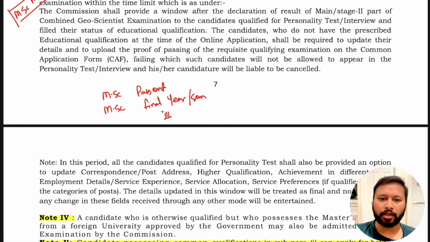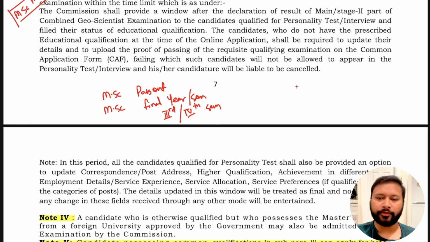Even if you are in your third semester right now, because this is September, you are going to have your next semester from January onwards. So you will be able to qualify the exam by June or July. In that case also you can apply. So if you are in third or fourth semester, you can apply for this form. And if you are MSc pass out, well and good, you can apply if your age limit and everything is fine.